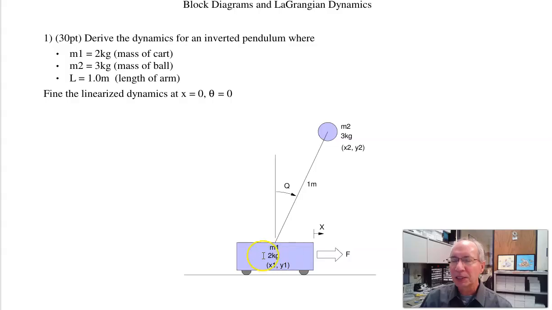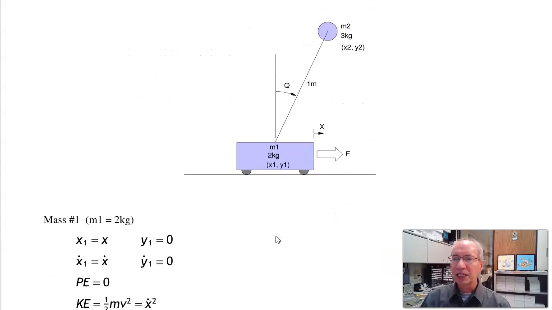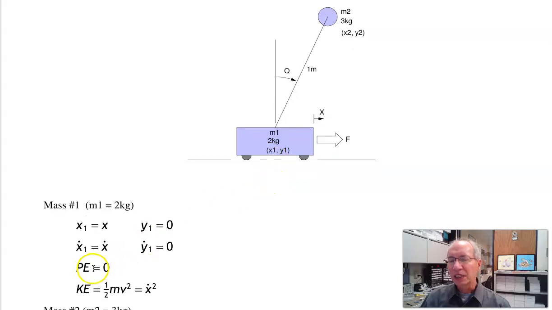The mass of the base is 2 kilograms, the ball is 3 kilograms, and the length is 1 meter. What are the dynamics? Well, to do that, we'll use the Lagrangian formulation. That means we find the kinetic energy and potential energy of the system. For the first mass, the cart, its coordinates are x and 0. Derivative is x dot and 0. Potential energy is 0. Kinetic energy is 1/2 m v squared, or 1/2 m x dot squared.